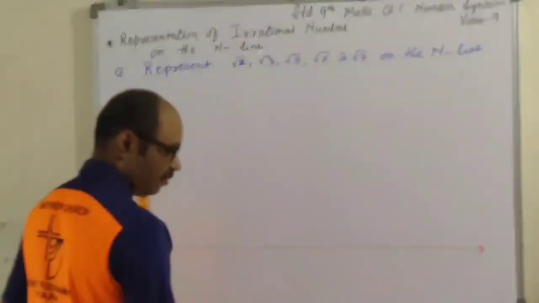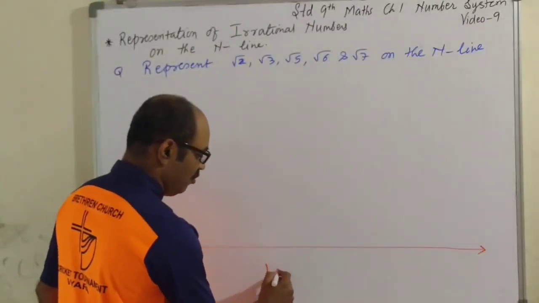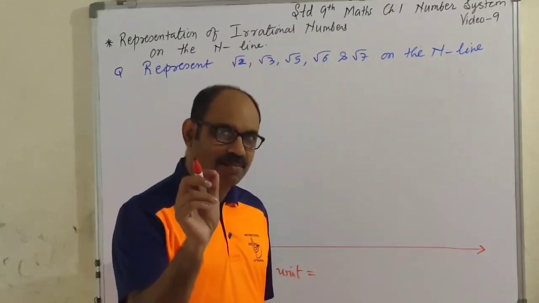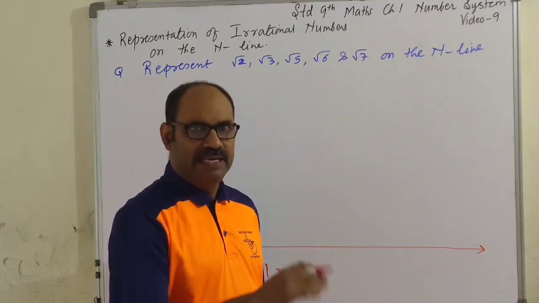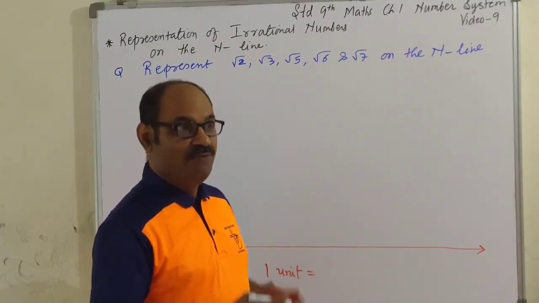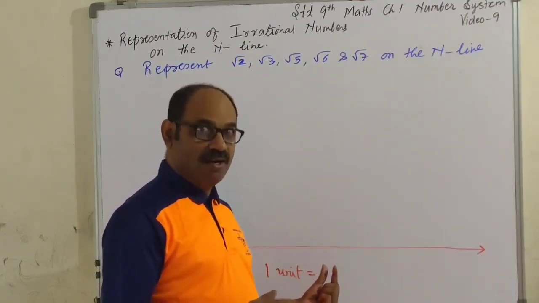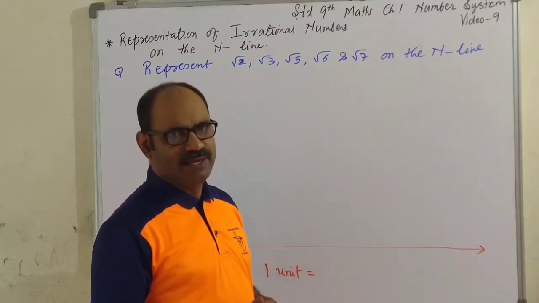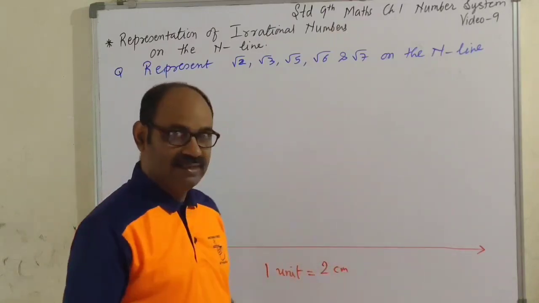Here also scale is essential. 1 unit is equal to, as I said, 2 centimeters, which is the best choice for your notebook. You can take slightly less than that, 1.8 or even more, depending upon the number of triangles that you have to draw. If more triangles have to be drawn, then you take the scale smaller, this unit smaller. If fewer triangles, you can take the unit bigger. 1 unit is equal to 2 centimeters.